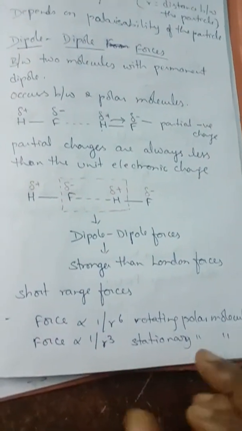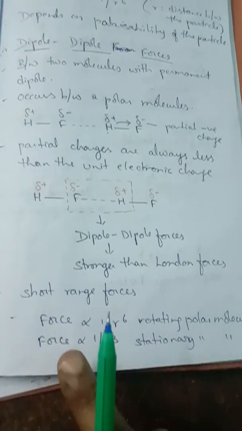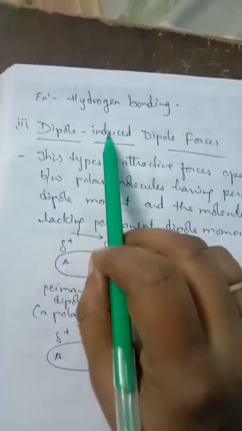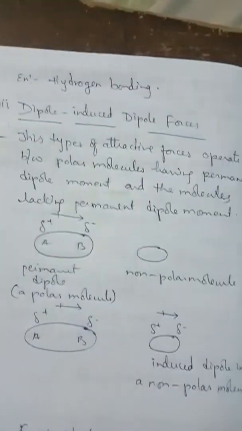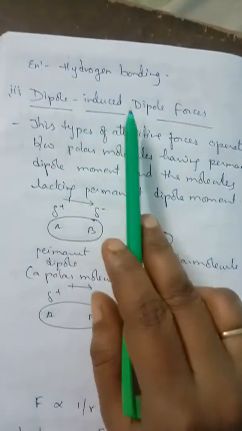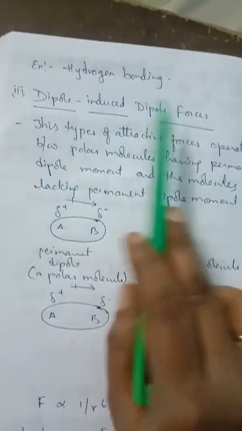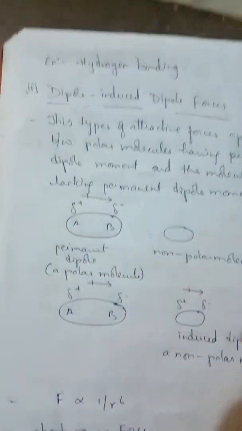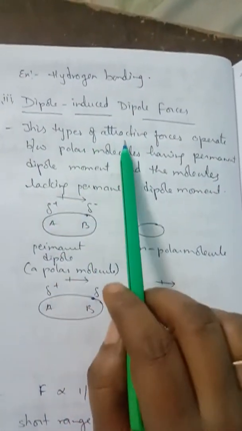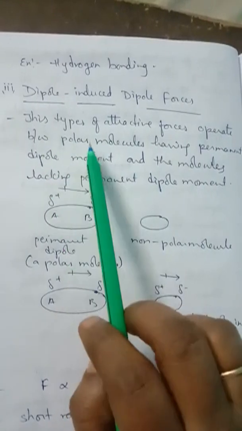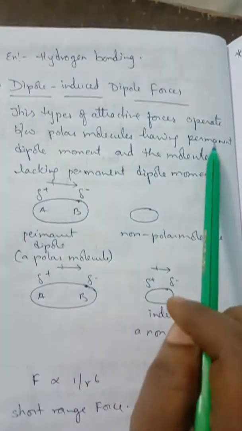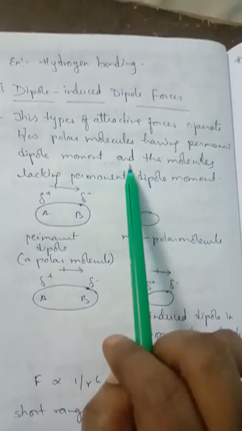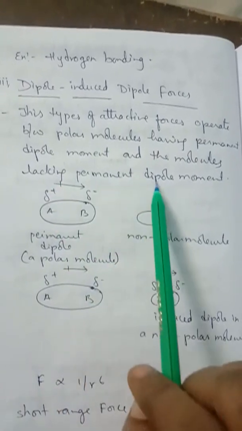When they are stationary, when they are not moving, then the energy will be this, the force. Example here, hydrogen bonding. Next comes dipole induced dipole forces. This type of attractive force operates between polar molecules having a permanent dipole moment and molecules lacking a permanent dipole moment.